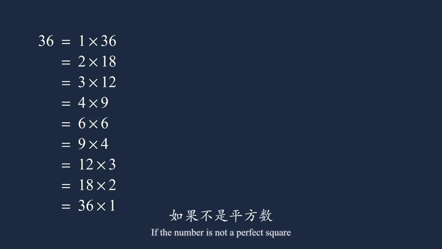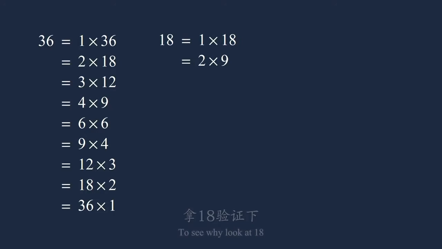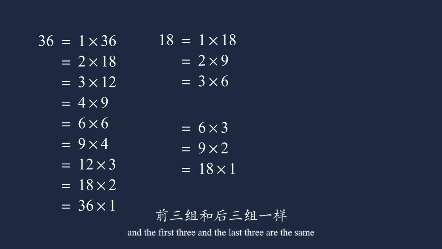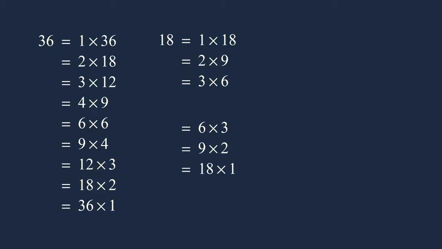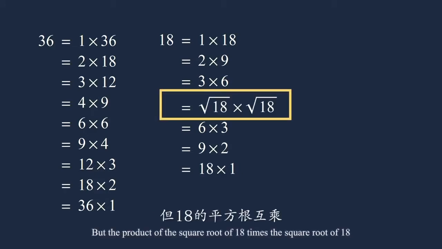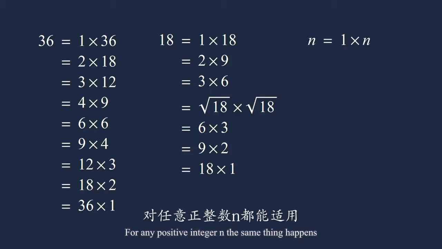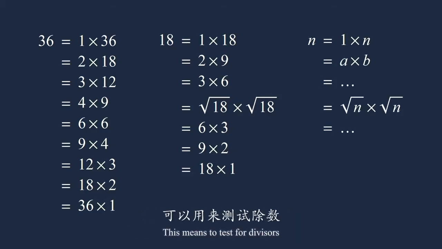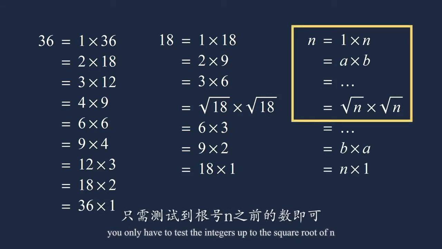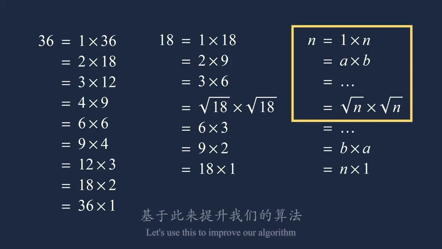If the number is not a perfect square, that's okay. To see why, look at 18. Here there are 6 products, and the first 3 and the last 3 are the same, just in reverse order. But the product of the square root of 18 times the square root of 18 still provides a dividing line between duplicate products. For any positive integer n, the same thing happens. This means to test for divisors, you only have to test the integers up to the square root of n. Let's use this to improve our algorithm.